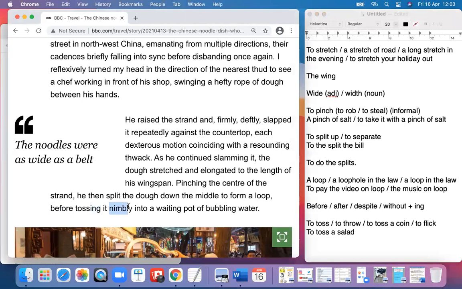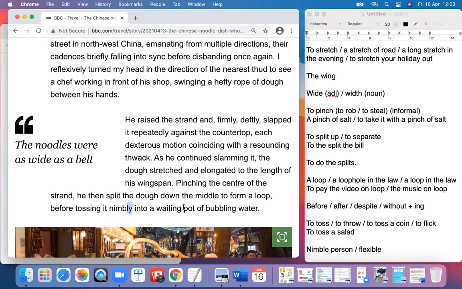Nimbly is very, very advanced vocabulary as well. It's an adjective. A nimble person is very flexible. Okay, so if the person's very nimble, they're very flexible. And here you can see the ly, and the significance of ly is the adverb. Okay, so nimbly is related to the verb toss, and it means maybe very flexibly.